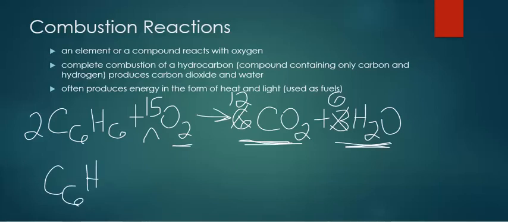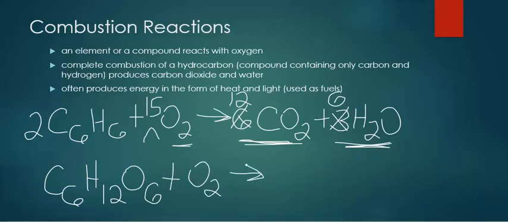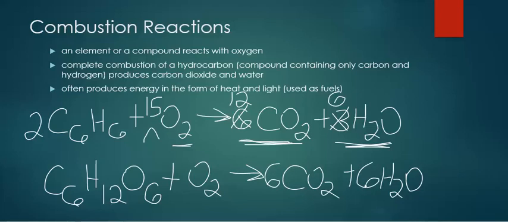Let's say I want to combust C6H12O6, reacting with oxygen. But again, combustion produces carbon dioxide and water every single time. And then you can go back and add coefficients to balance. So you have 5 general types of reactions: combination, decomposition, single replacement, double replacement, and combustion.